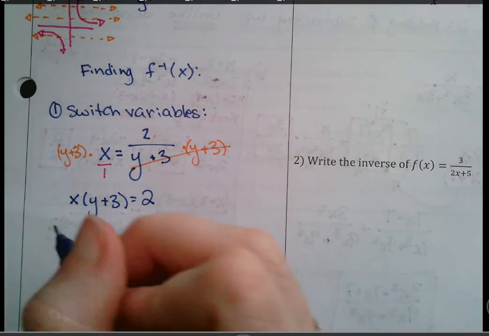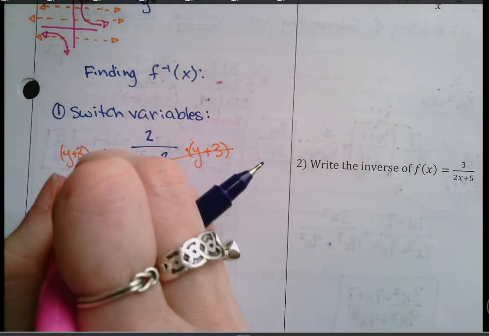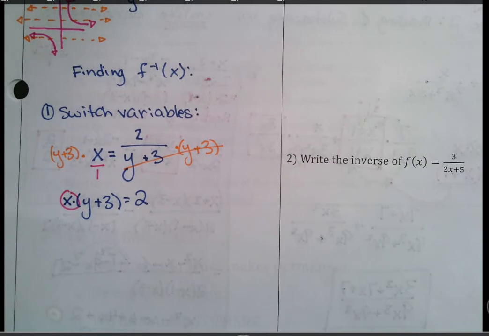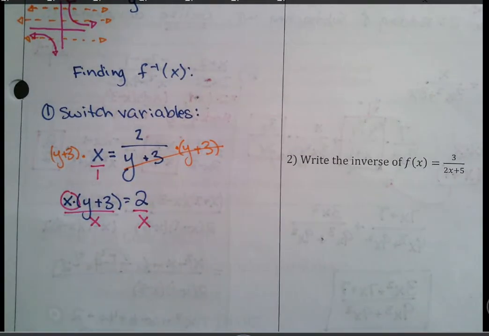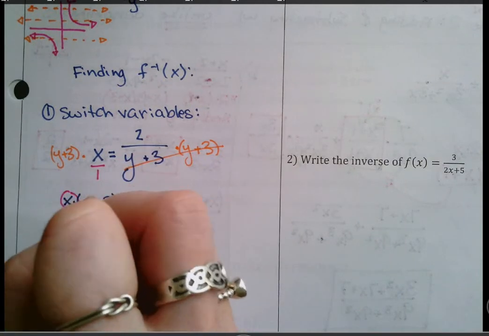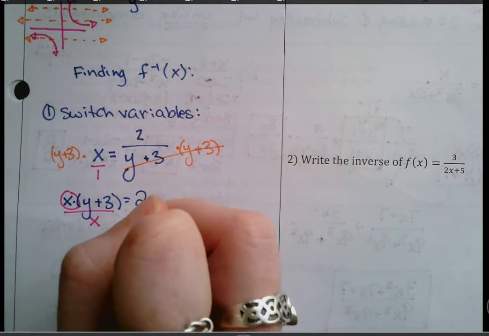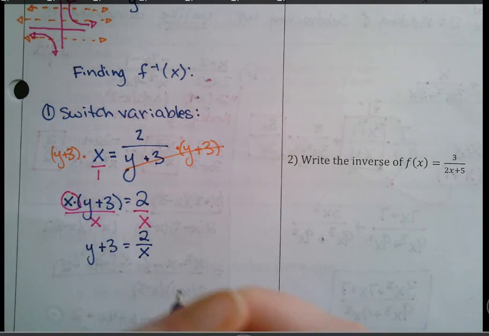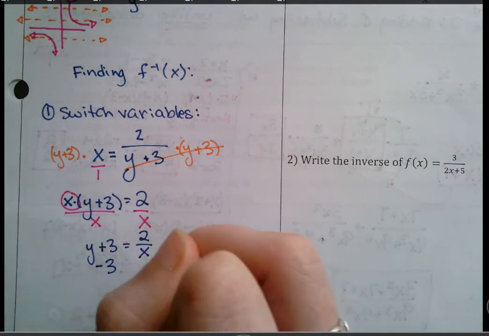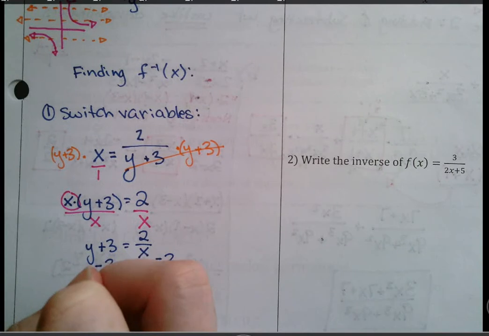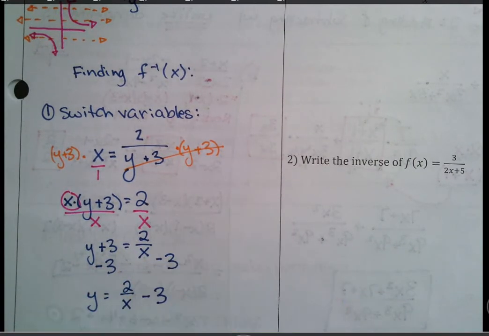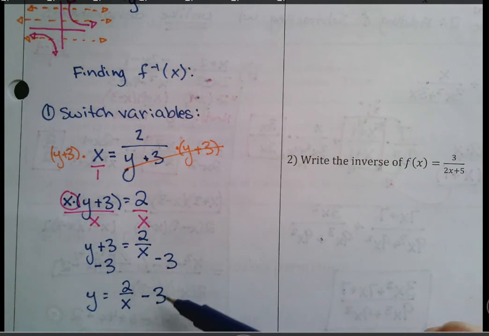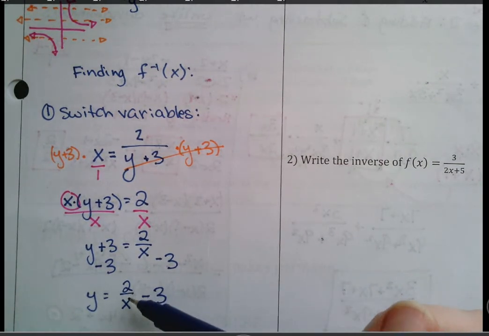Now there's this x here. I need to get rid of it if I'm going to isolate my y, so I divide by x on both sides. Then I have y plus 3 is equal to 2 divided by x. Last step, subtract the 3 from both sides. Make sure you keep that minus 3 on the outside. It's not going to jump into the denominator or the numerator here.